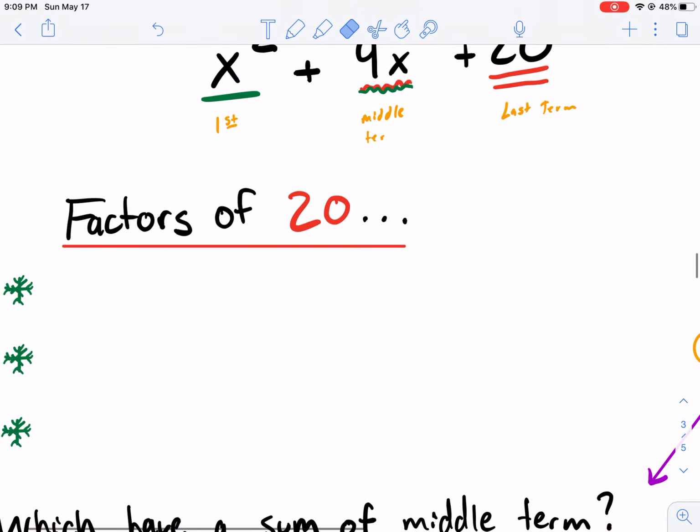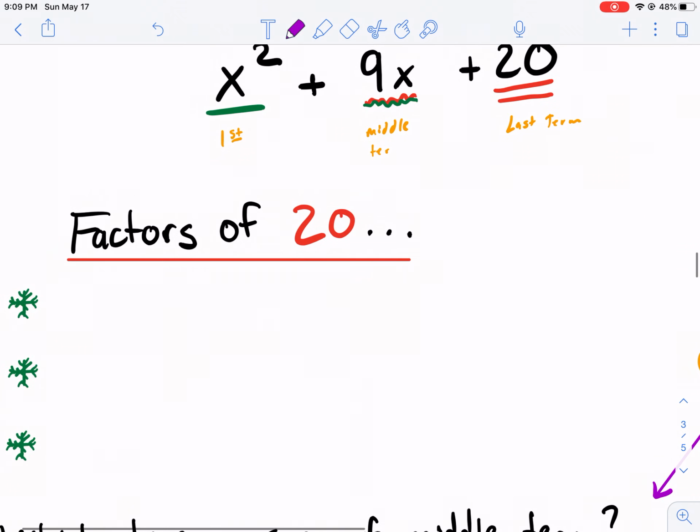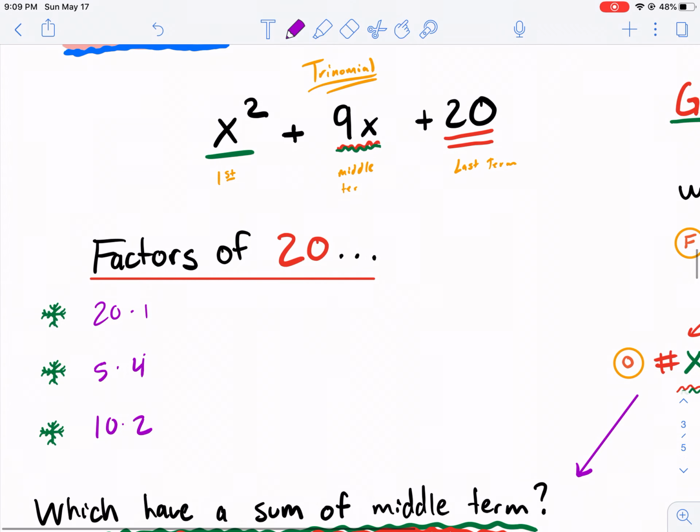So we're going to list factors of 20. What times what will give us 20? Well, we know that 20 times 1 will give us 20. We know that 5 times 4 will give us 20. And we know that 10 times 2 will give us 20. Are there any others that you can think of? Technically, we could say negative 20 times a negative 1 would give us 20.